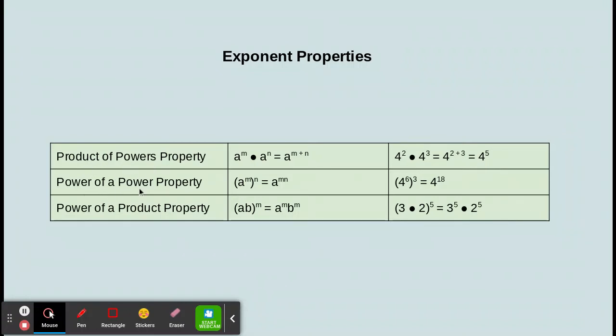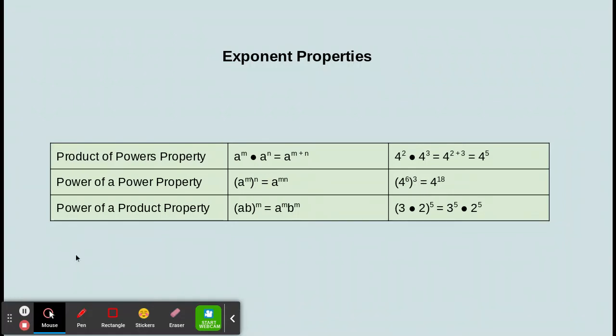The power of a power property is when you have a base raised to an exponent and then all of that raised to another exponent. So a to the m, all of that to the n. That means you can just simplify it as a to the m times n. Just multiply those together. So 4 to the 6th, all of that cubed would be 6 times 3, which is 18.